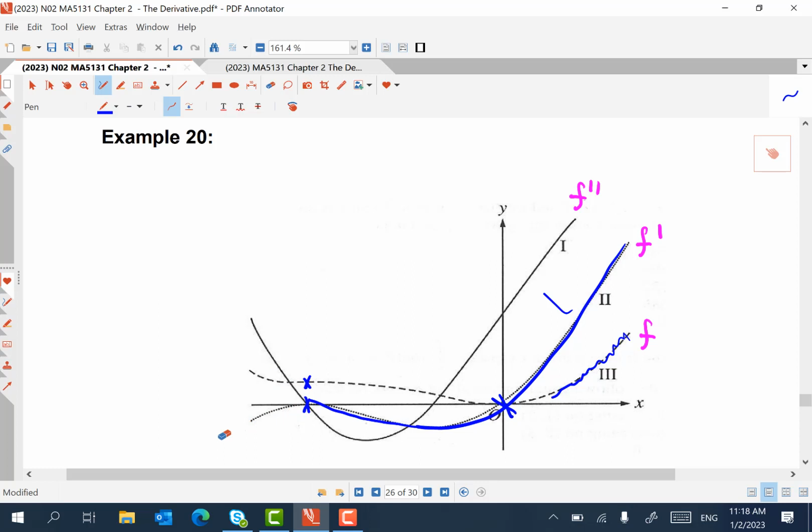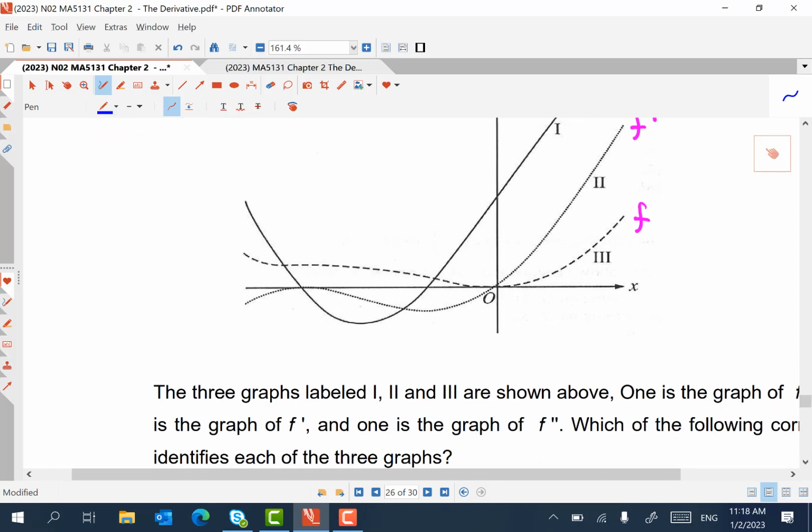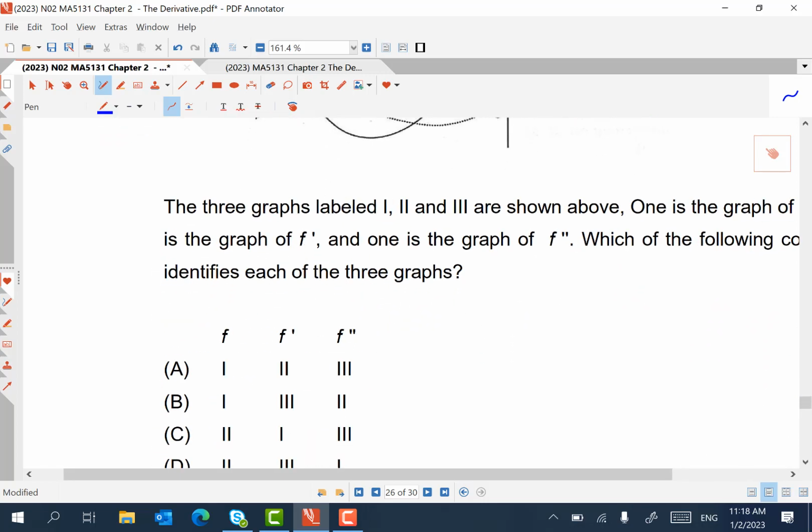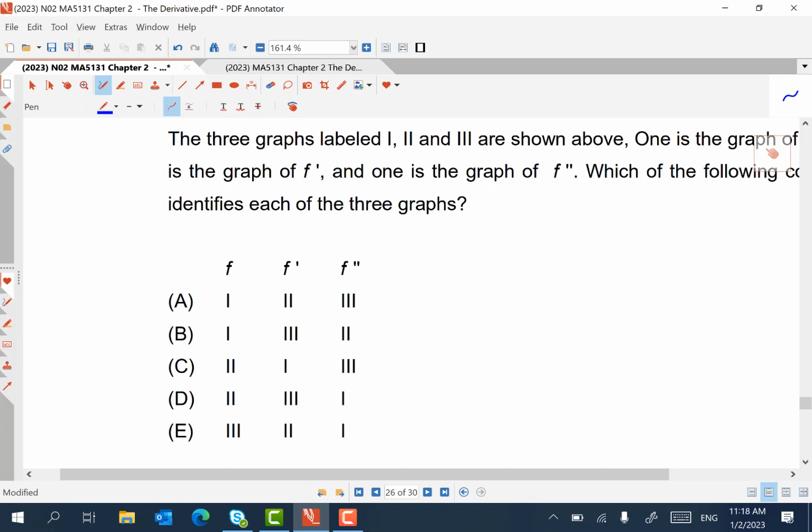Okay. And then likewise, you can check now that the f double prime is graph number 1. Okay, by the same way of checking. And so therefore the answer is 3, 2, 1, is it? E. E for excellent. Oops. E for excellent.